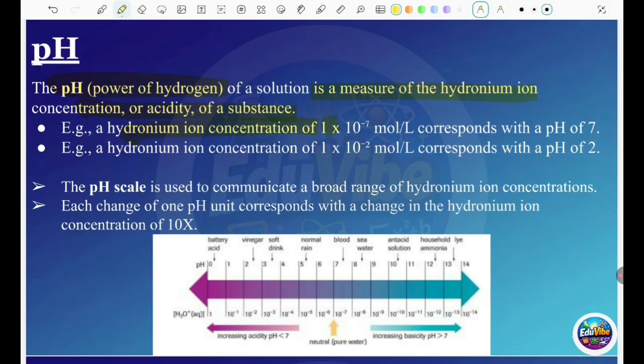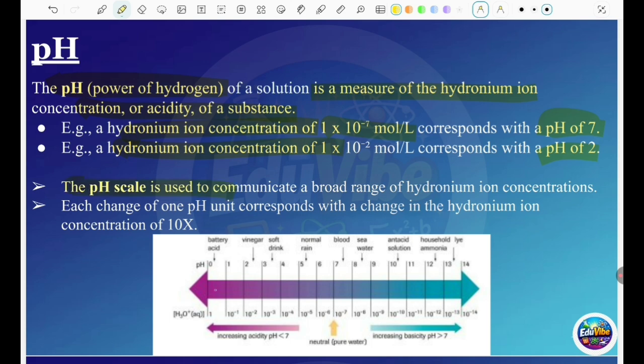If the hydronium ion concentration is this, its pH is 7. If the hydronium concentration is this, your pH is 2. How can we measure those things? With the concentration, we can measure the pH. With pH, we can measure concentration. There are some formulas you have to remember. So we discuss those things in this lesson.